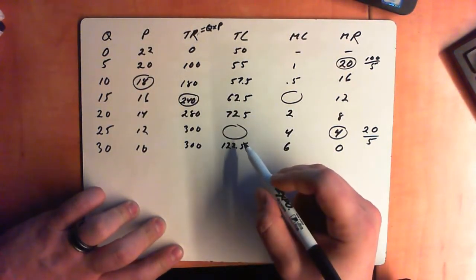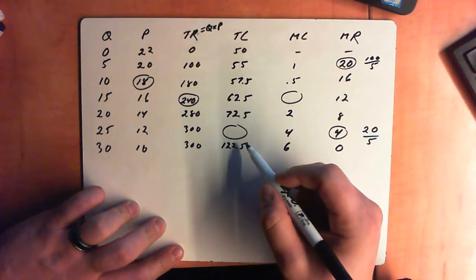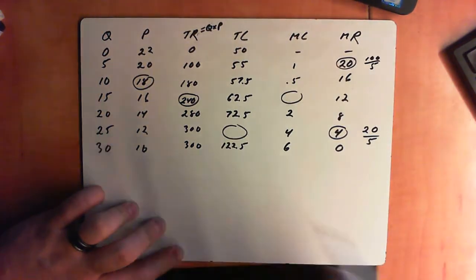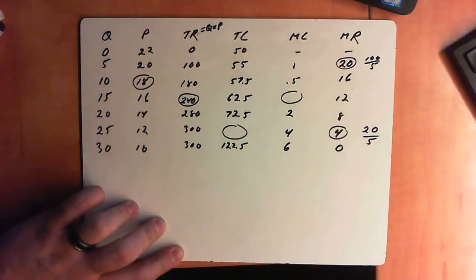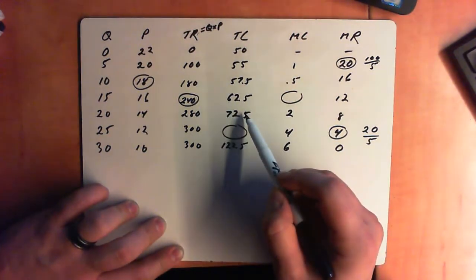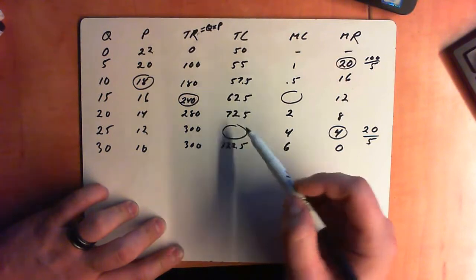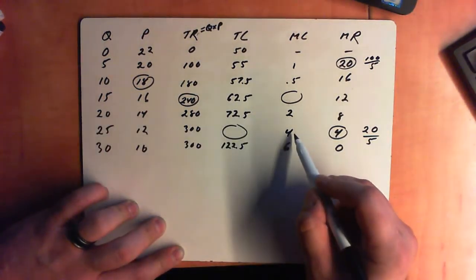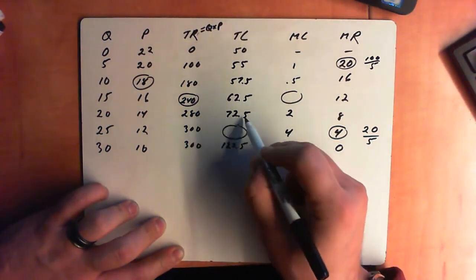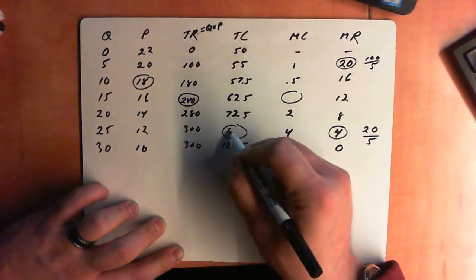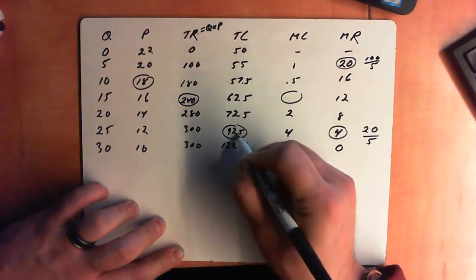And finally, our total cost is simply equal to our quantity produced. So our total cost again here is simply equal to the previous total cost plus the additional change, so additional 5 times our marginal cost of 4. So it's 72.5 plus 20, which is equal to 92.5.